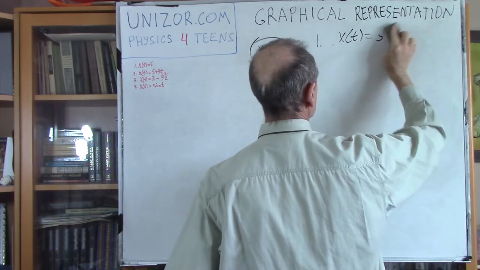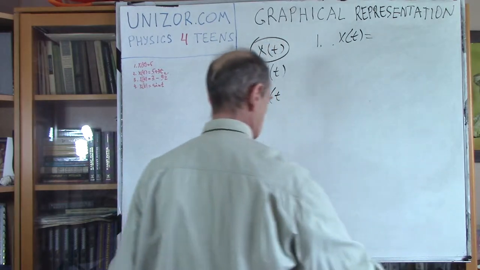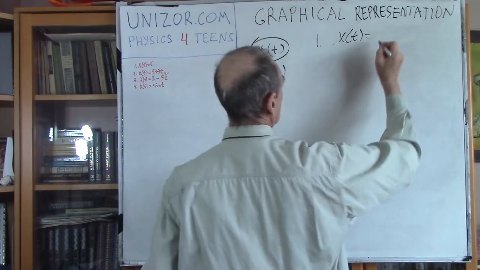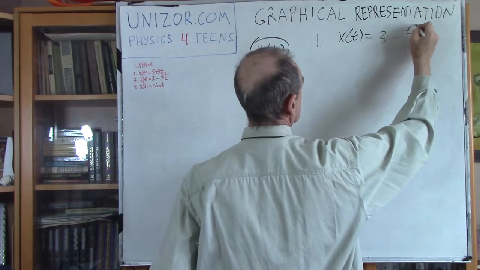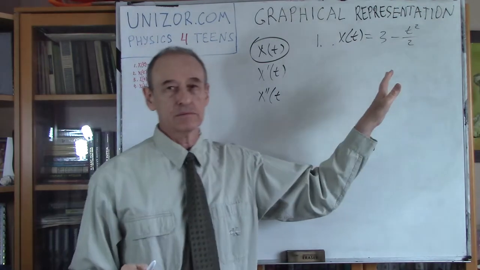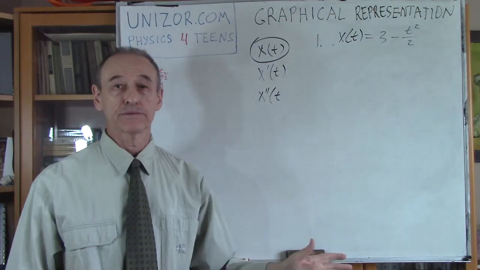Now, the third problem would be just a bit more complicated. 3 minus t squared over 2. Now, it doesn't really matter how I got this formula. I got it from somewhere.